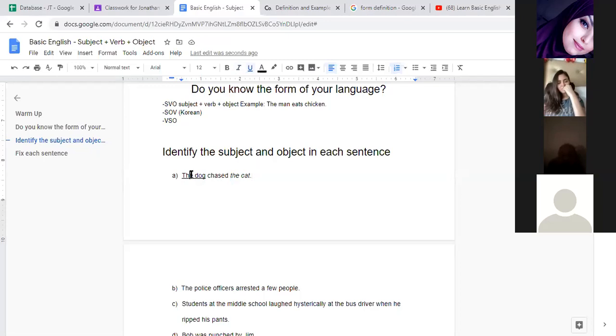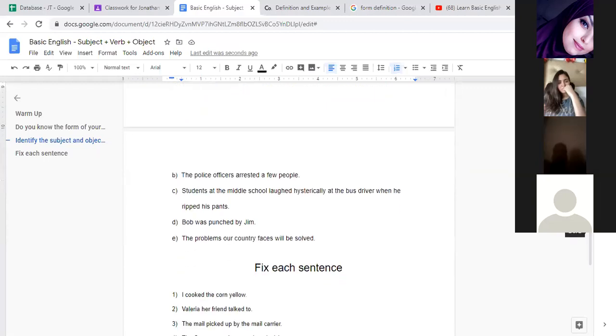So here, look, we have the subject, we have the verb, and of course, the verb is done to the object by the subject. That's very important to understand. Okay, letter B, the police officers arrested a few people. What's the subject here? The police officers. Yeah, very good, right? The police officers. So these three words here are the subject, right?